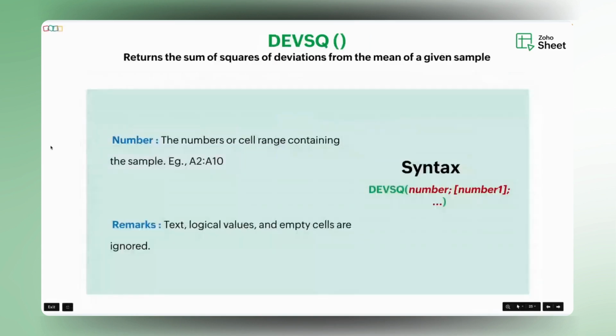And next we have the DEVSQ function, which calculates the sum of squares of deviations from the mean of a given sample. So here is the syntax, DEVSQ, and the number of cells or range containing the sample. And also, this function ignores text, logical values, or empty cells in the data.